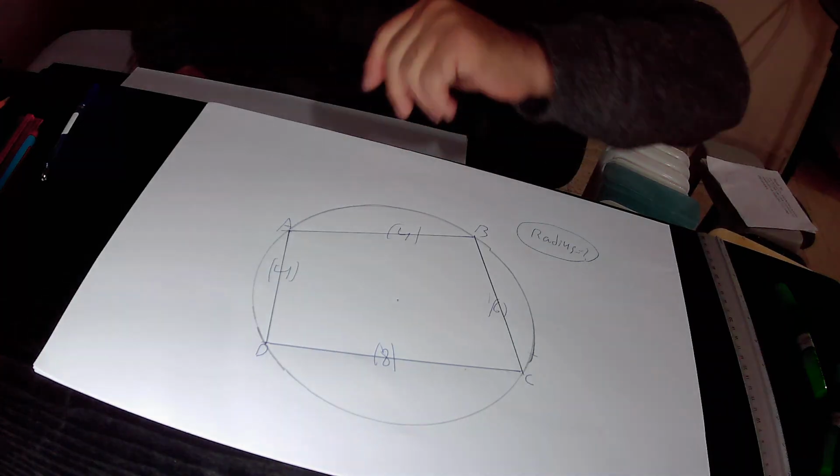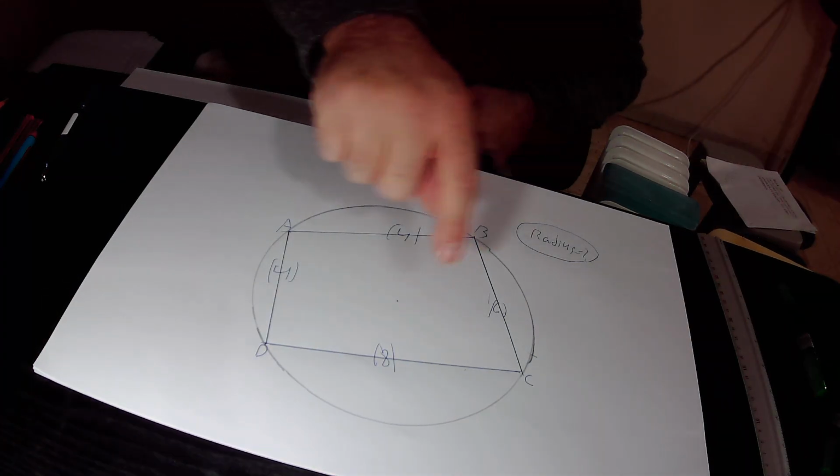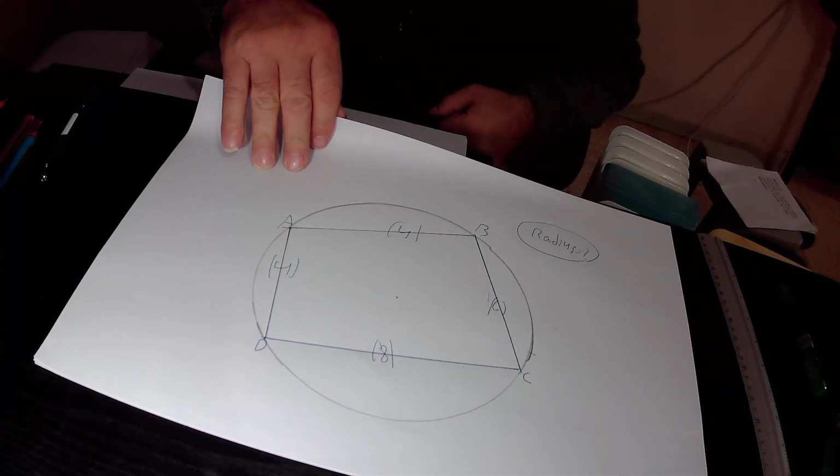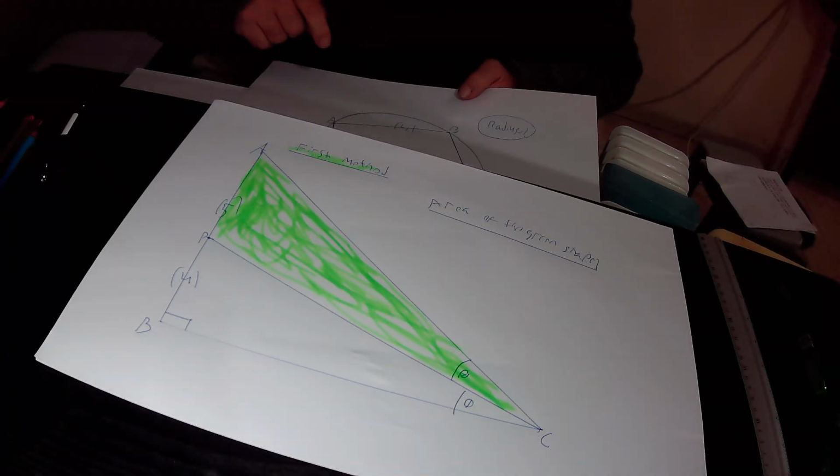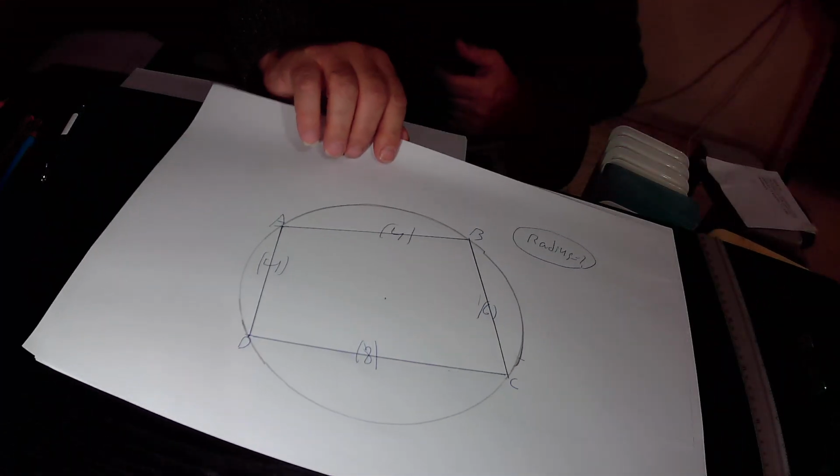Hello, in this lecture I will answer two questions. In the first question we find out the radius of this circle, and in the second question we find out the area of this green shape using two different methods. So we start with the first question.